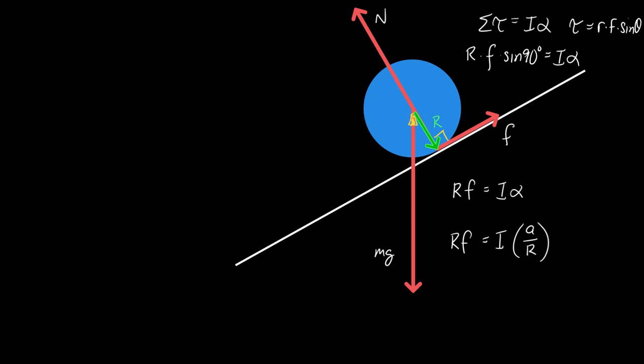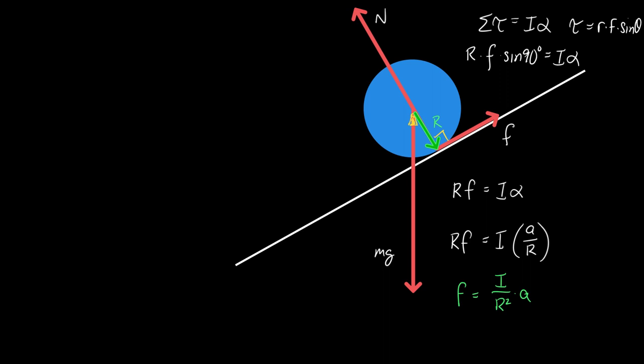I want to do one more thing. I want to divide by R on both sides and write this as I over R squared times A. I'm collecting the R's and putting them by the I on purpose because every single moment of inertia has an R squared in it, right? It's either mr squared, 1/2 mr squared, 2/5 mr squared, or 2/3 mr squared.